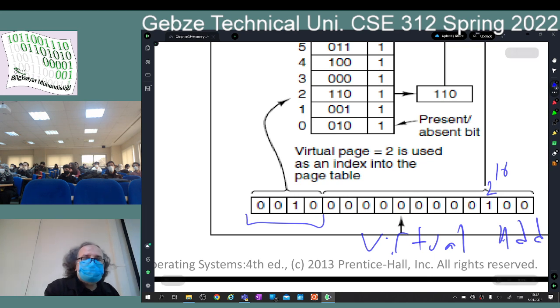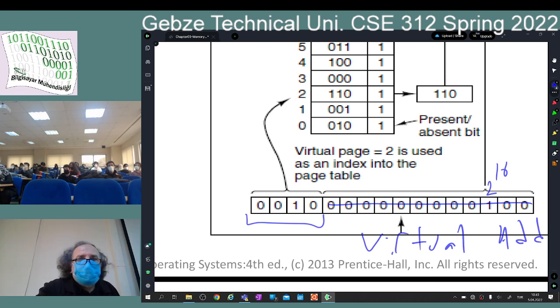If I divide this address by 2 to the 12, that means that I am shifting by 12 bits. So I am getting rid of all of these bits, and I will end up with these 4 bits only. This 4-bit number will tell me what page I am in my virtual address. So it says 0010, in binary terms.